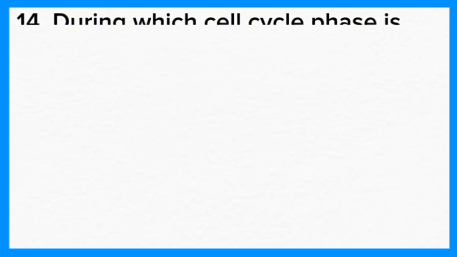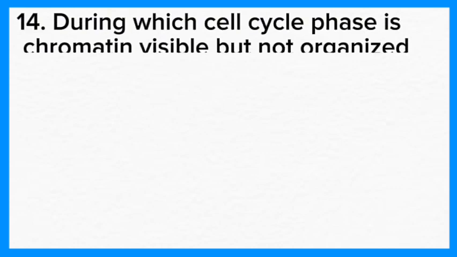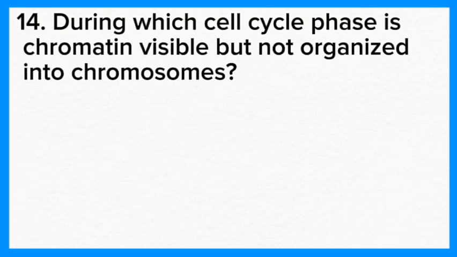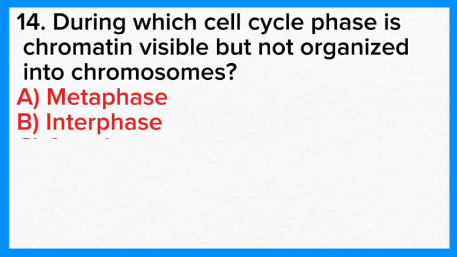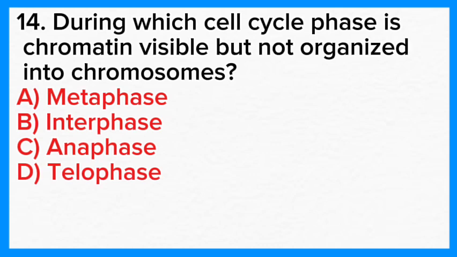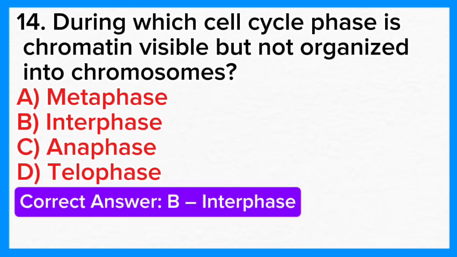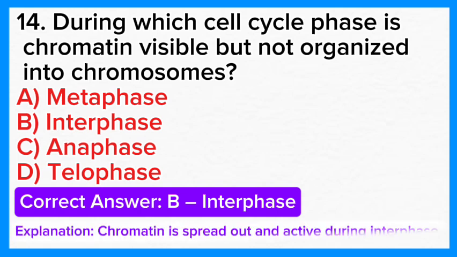14. During which cell cycle phase is chromatin visible but not organized into chromosomes? A. Metaphase, B. Interphase, C. Anaphase, D. Telophase. Correct answer, B. Interphase. Explanation: chromatin is spread out and active during interphase.